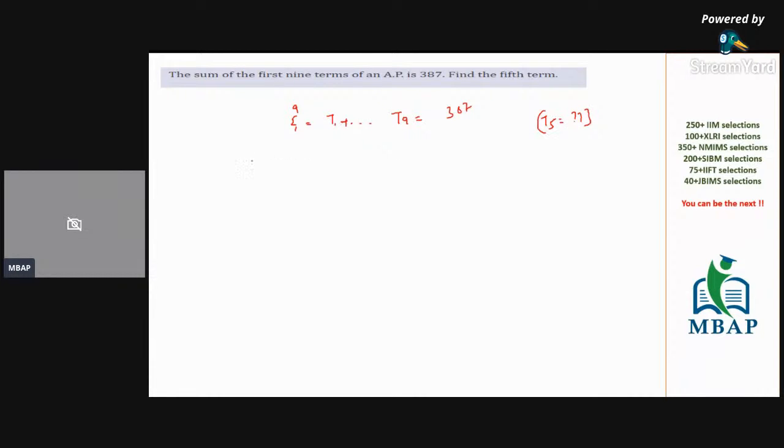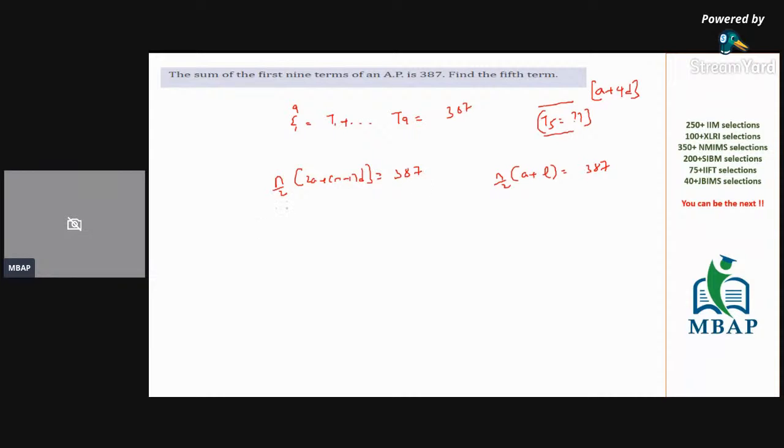The only thing which I know is the sum of T1 to T9. And what is the general formula to find the sum of the given AP? All of us know it's given by n by 2 into (2a plus (n minus 1) d). This value is 387. Or you can say it is n by 2 times (first term plus last term), which is 387. And what are we looking at? We are looking at T5, the fifth term, which is a plus 4d.